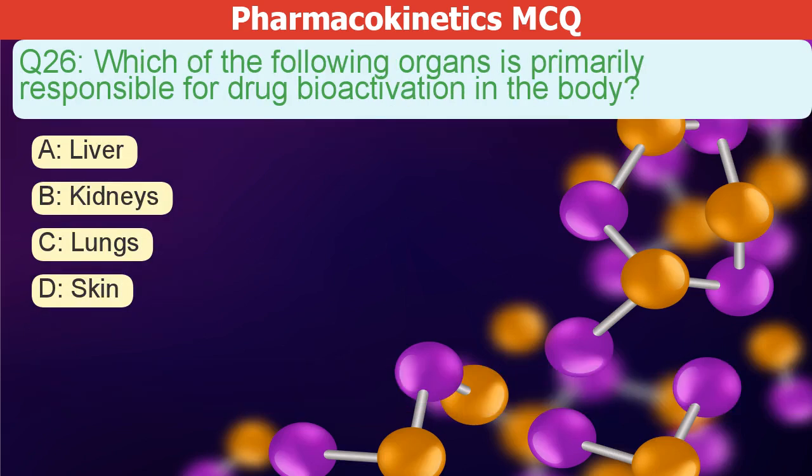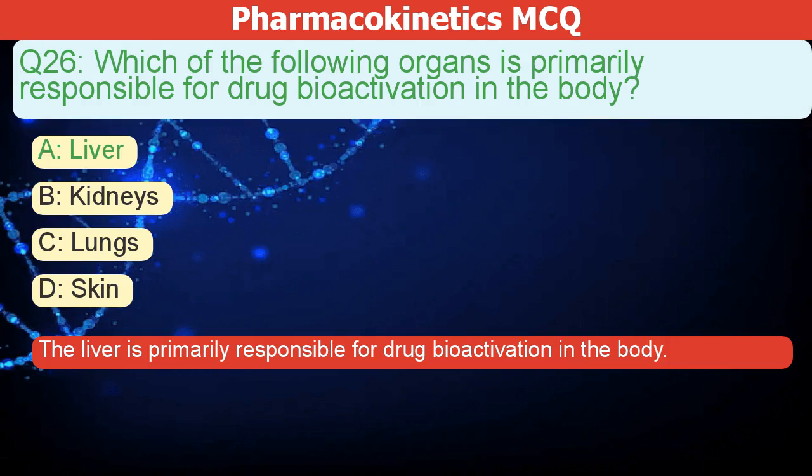Which of the following organs is primarily responsible for drug bioactivation in the body? A. Liver. B. Kidneys. C. Lungs. D. Skin. The correct answer is A. The liver is primarily responsible for drug bioactivation in the body.